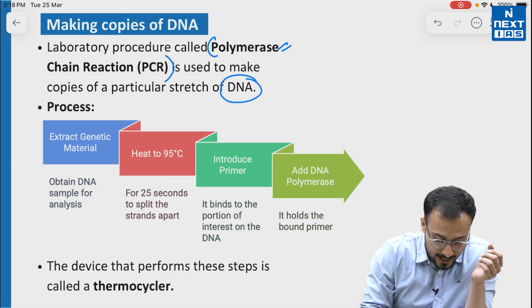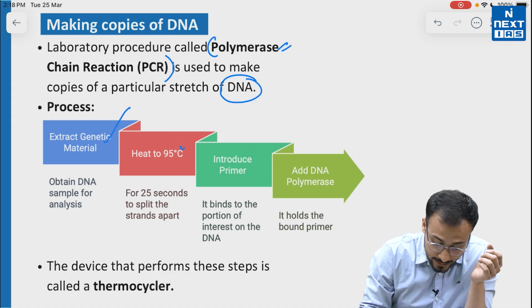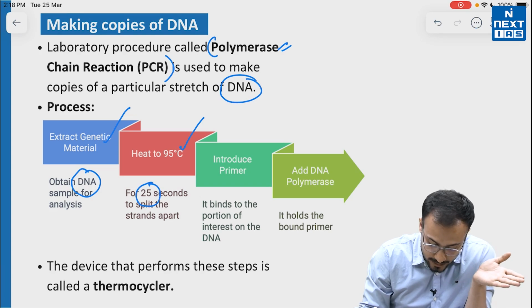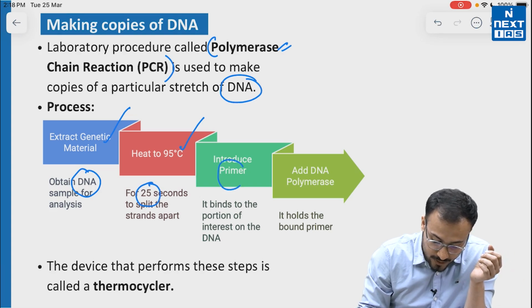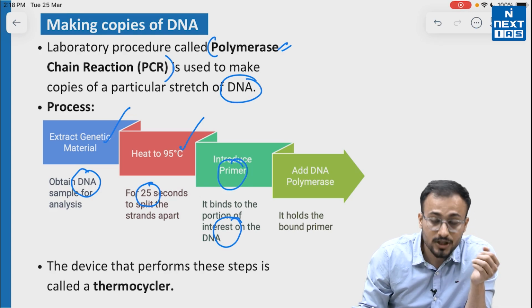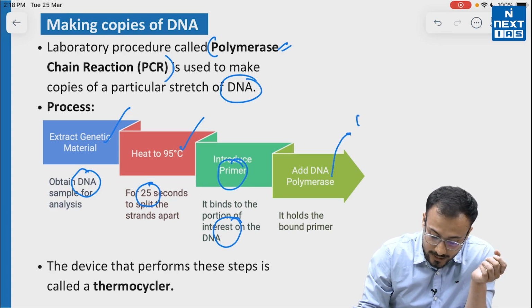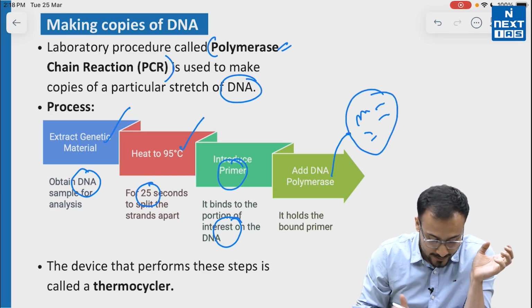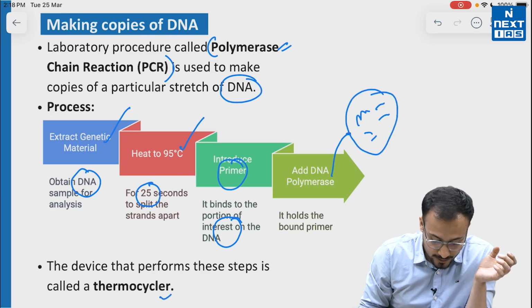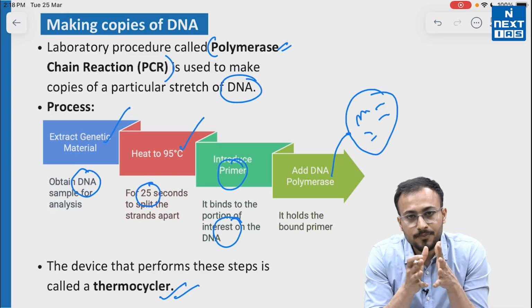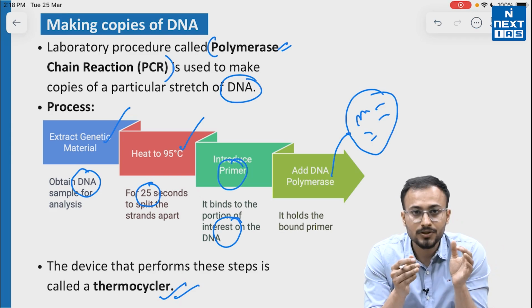The process is: we extract the genetic material and heat it, for example for 25 seconds, to split the strands apart. We introduce a primer, which binds the portion of interest of the DNA, and we add polymerase. What does polymerase do? It is an enzyme which increases the number of copies of the particular DNA which we want to analyze. A device that performs this step is called a thermocycler. This is a very basic process, also mentioned in the NCERT, so one should know about it.